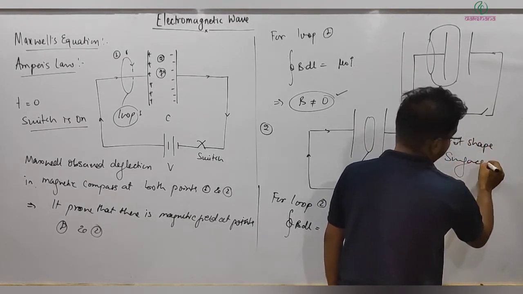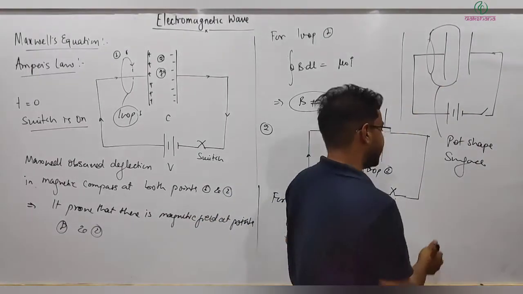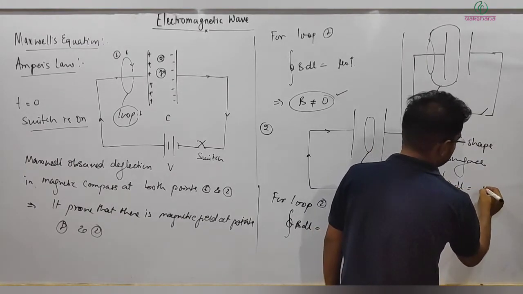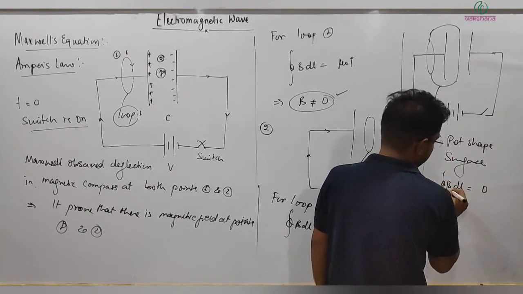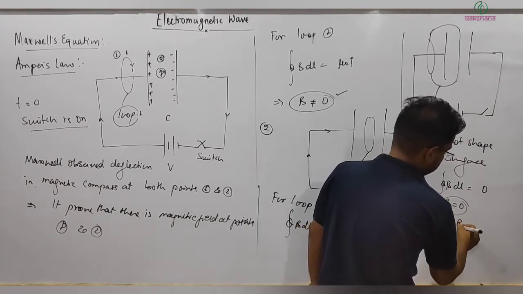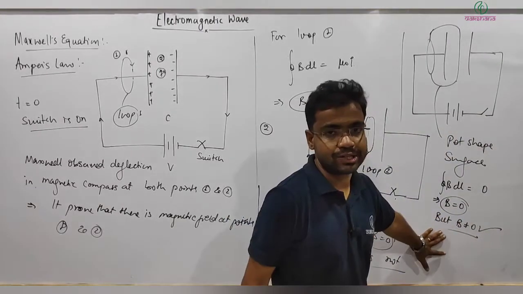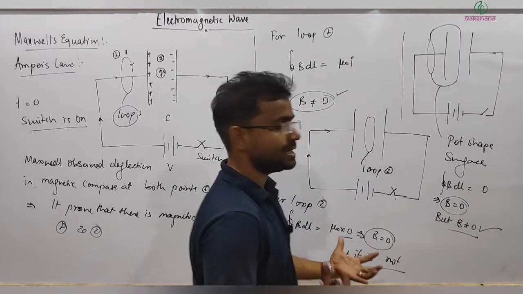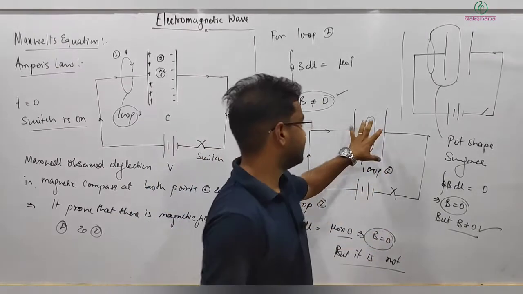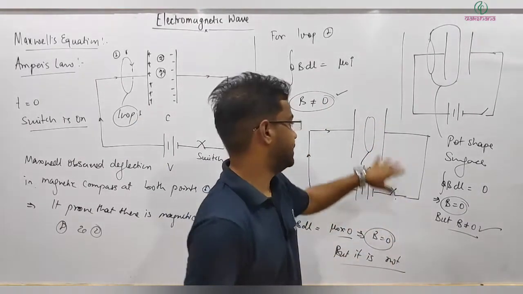So this is a pot-shaped surface, and we know no current is crossing this surface, so there also the integral of B dot dl should be equal to what? 0. And this implies B equal to 0, but B is non-zero. It should be 0, but it is actually not. So there arises a problem: we are observing experimentally some magnetic field in this region, but by Ampere's law we are getting that the magnetic field should be 0 in this region.